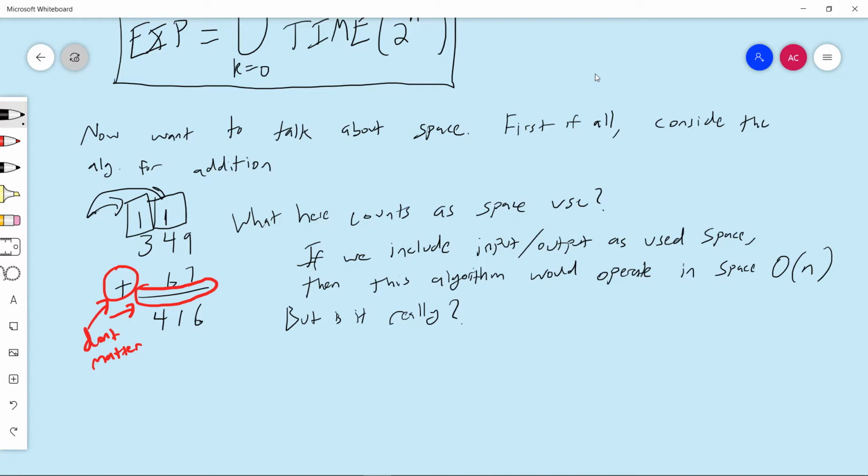Well, kind of, right? We might need a number of inputs that are like the logarithm of the number. If we're thinking about the number as a number of digits, it's sort of still O of n. But we only really need one carry bit, right? Think about it like this.